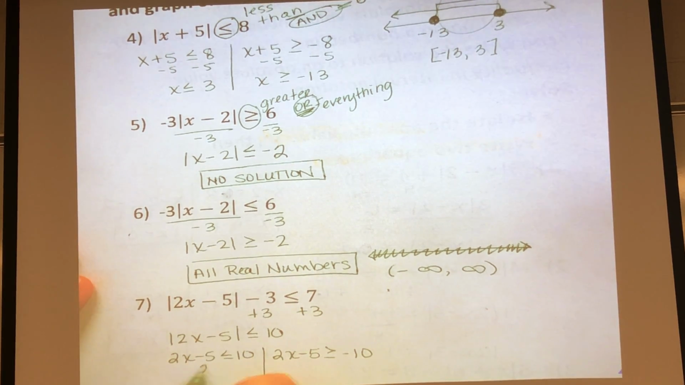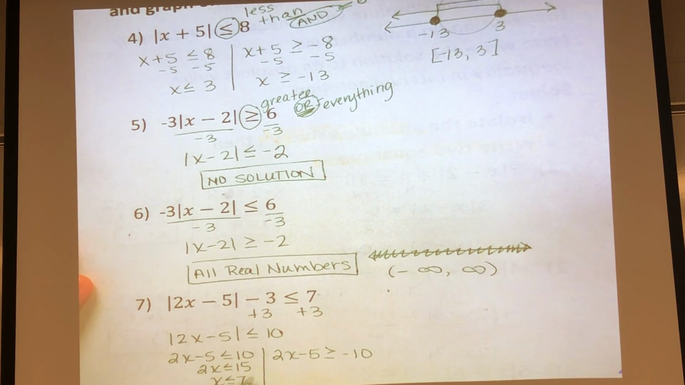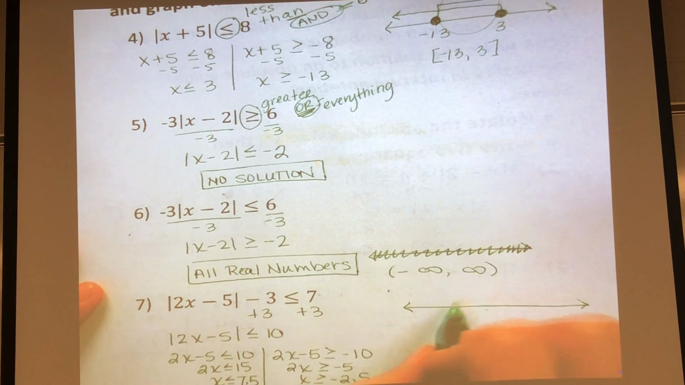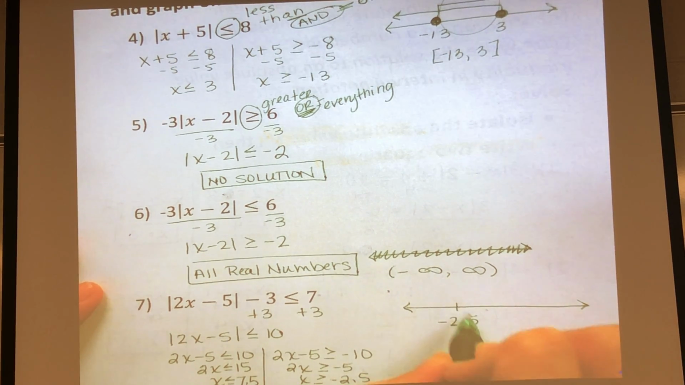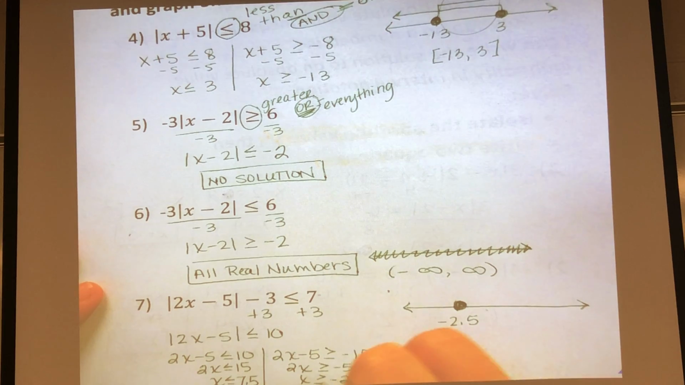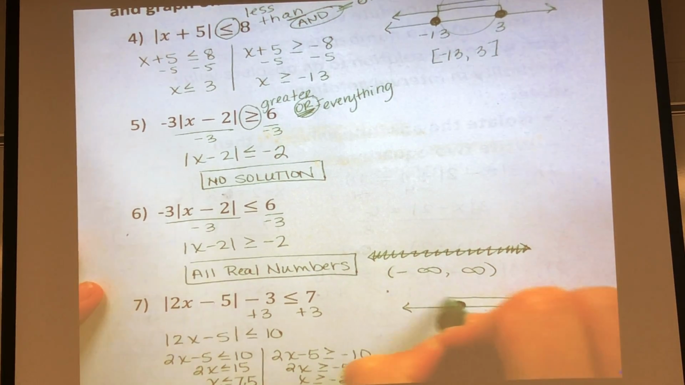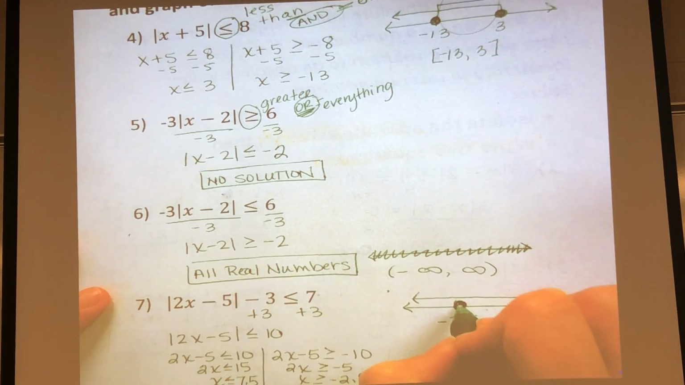All right, so we add 5, and then we have x is less than or equal to 7.5. Add 5 on this side, and we have x is greater than or equal to negative 2.5. All right, we got to go to our number line, put those values on there. Lowest one on the left, so negative 2.5 goes on the left. It was a closed circle because of the equal to underneath there. 7.5 is also a closed circle. X is less than or equal to 7.5, so that's going to the left. X is greater than or equal to negative 2.5.